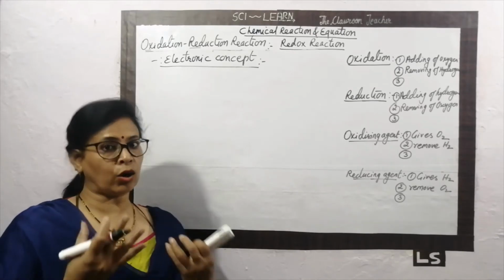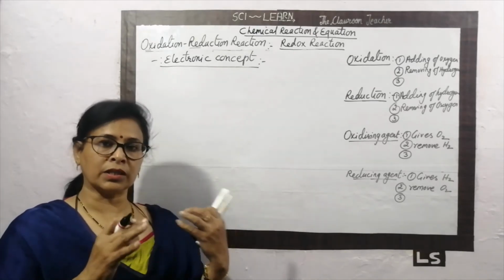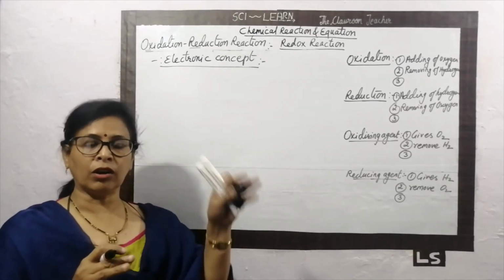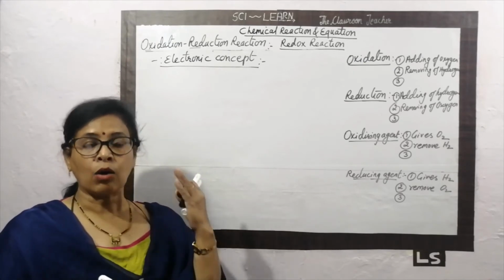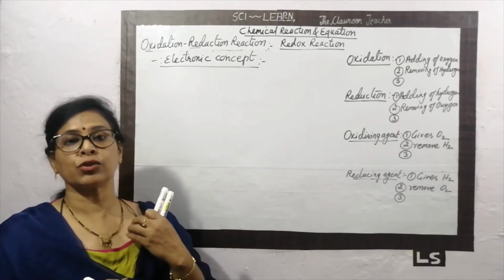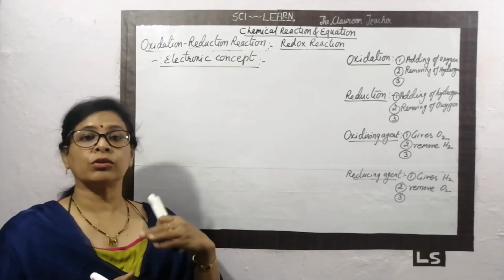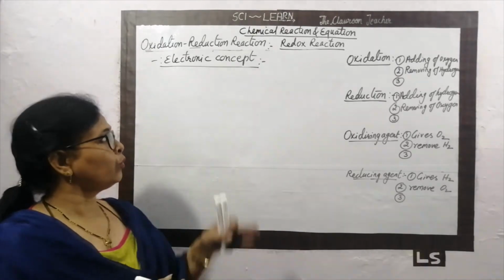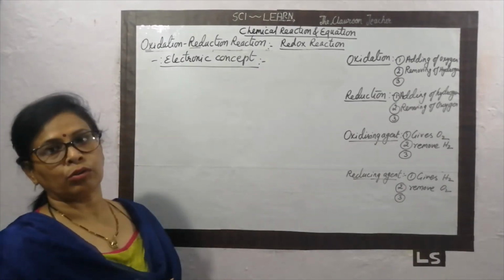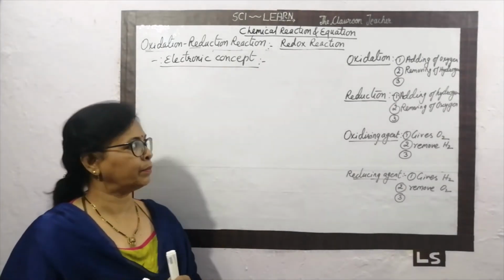Electrons are placed in the orbits. They revolve around the nucleus, and the outermost orbit is important because the valence electrons are placed there, and that shows the reactivity of the substance. So one more concept is called the electronic concept. This is the modern concept.